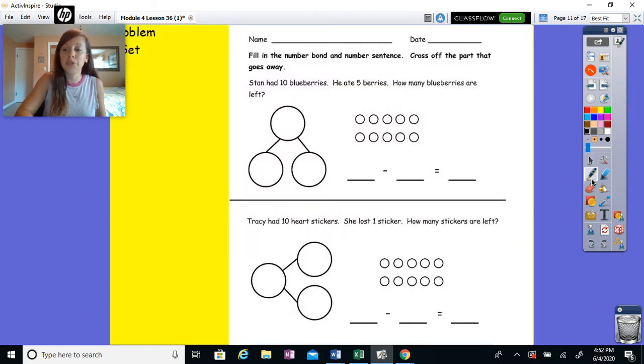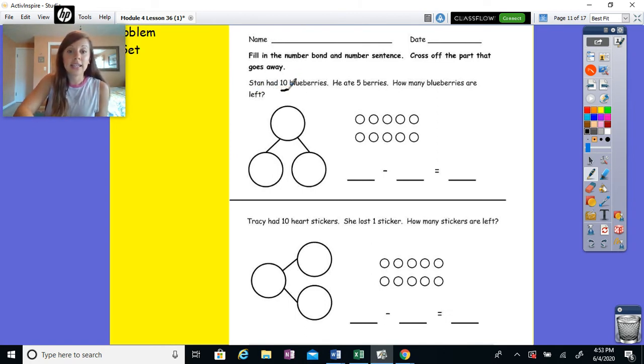So we will do 2 practice problems together, and then I'm going to send one home with you to try on your own like I always do. So help Ms. Dolphin read our story problems. Let's read the directions first. Fill in the number band and number sentence. Cross off the part that goes away. So we're using the cross off method today to show what goes away.